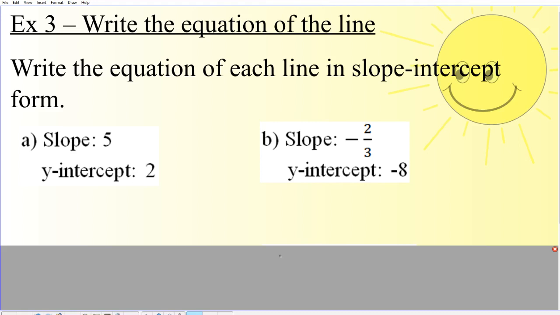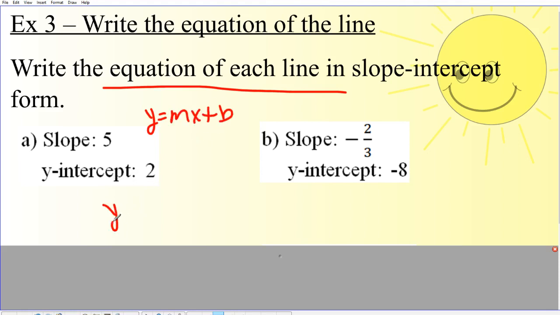Now, we're going to do kind of slightly the opposite. The last few problems, we had an equation. We were then to find the slope and intercept. This says, write the equation of the line. So they're giving us this piece, and they want the equation, which is so incredibly easy if you remember the formula. Y equals mx plus b.